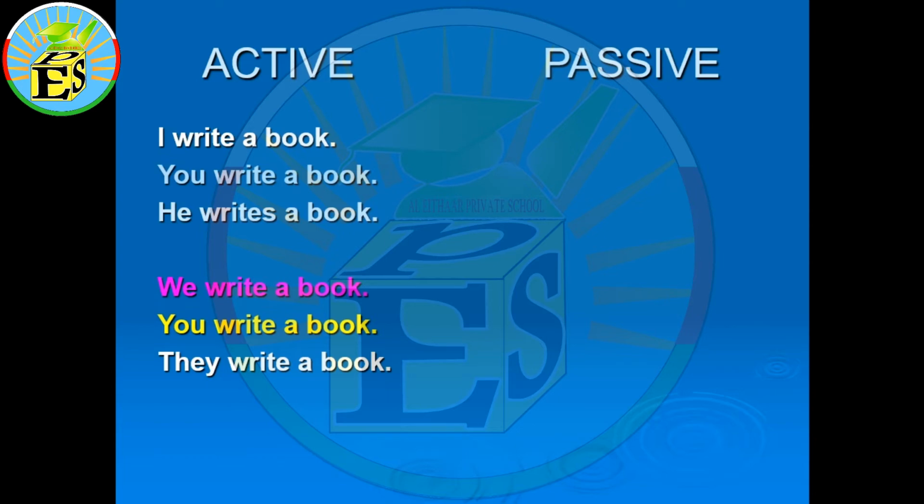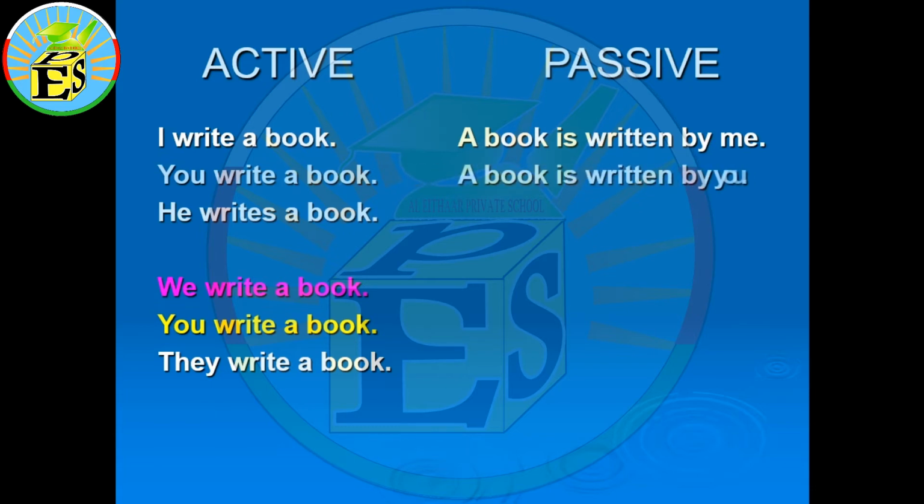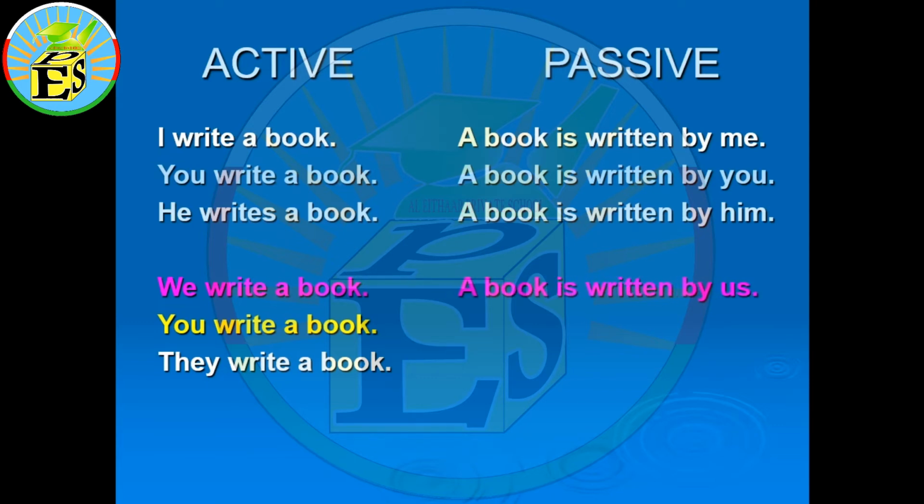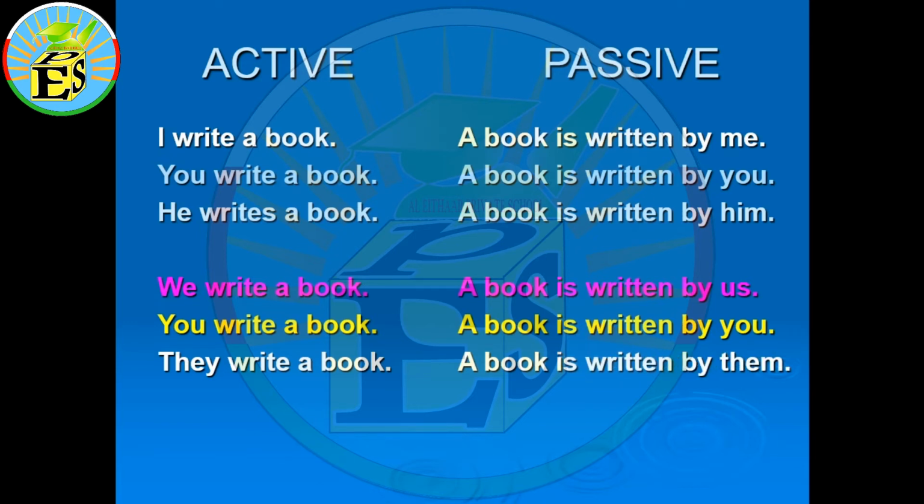When I change them to passive: I write a book, a book is written by me. You write a book, a book is written by you. He writes a book, a book is written by him. We write a book, a book is written by us. You write a book, a book is written by you. They write a book, a book is written by them.